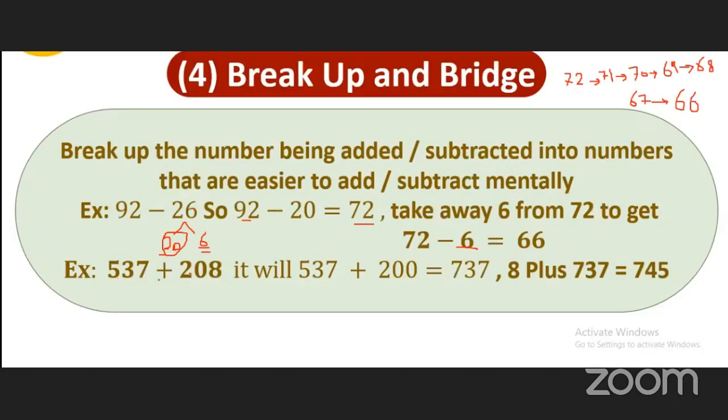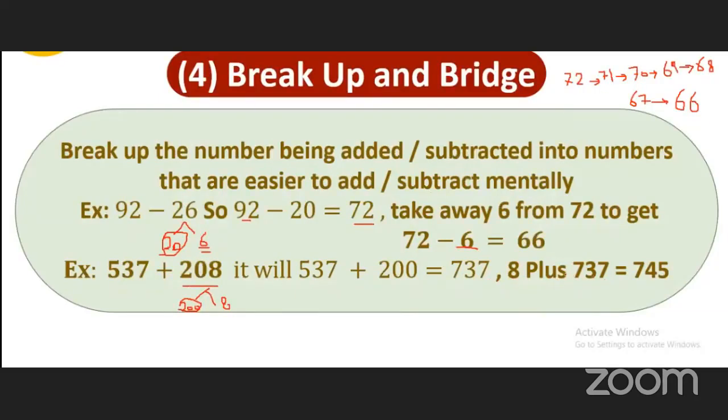537 plus 208. دي it will be 537 plus، أنا خليت ال 208 عبارة عن 200 plus 8. عملت بريك اب أهو. تمام؟ وبعدين then عملت ال 537 plus ال 200 first. خدت دي الأول. عملت لها adding لل 537. طلع الريزلت كام؟ 737. Then 8 plus 737.